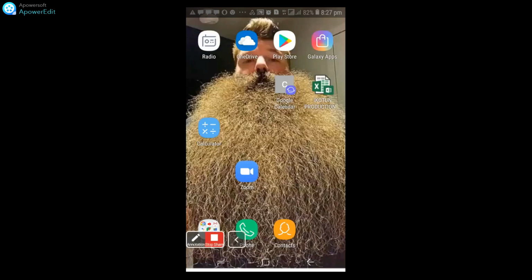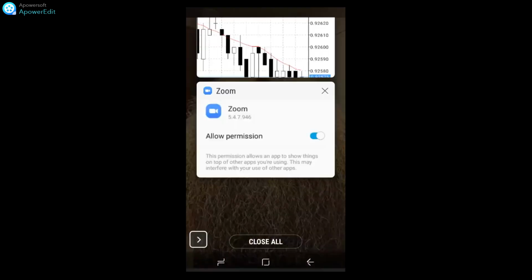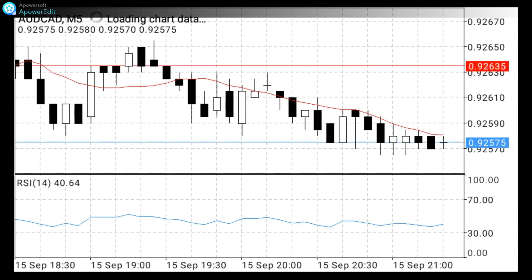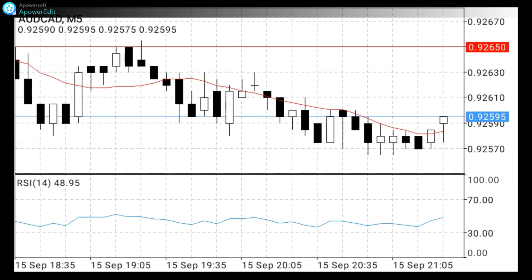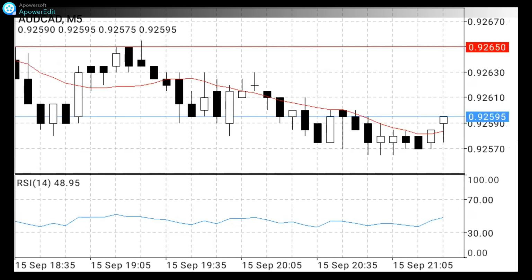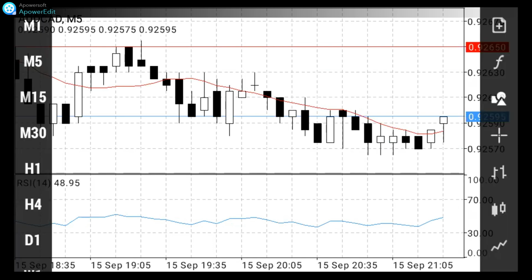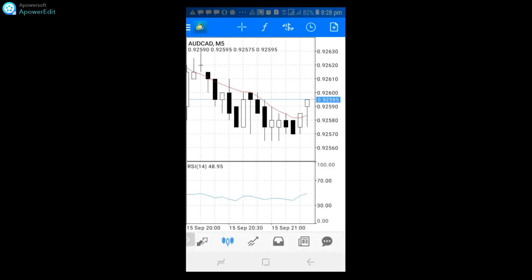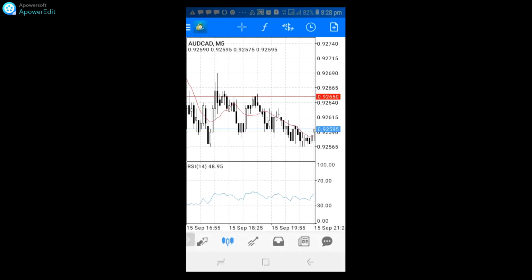So, sir, now go to MetaTrader 4. Madam Faith, you're having issues with the audio. Please try and check your device. Okay, I'm at the MT4. Can you make this in portrait, please? Now it's portrait.